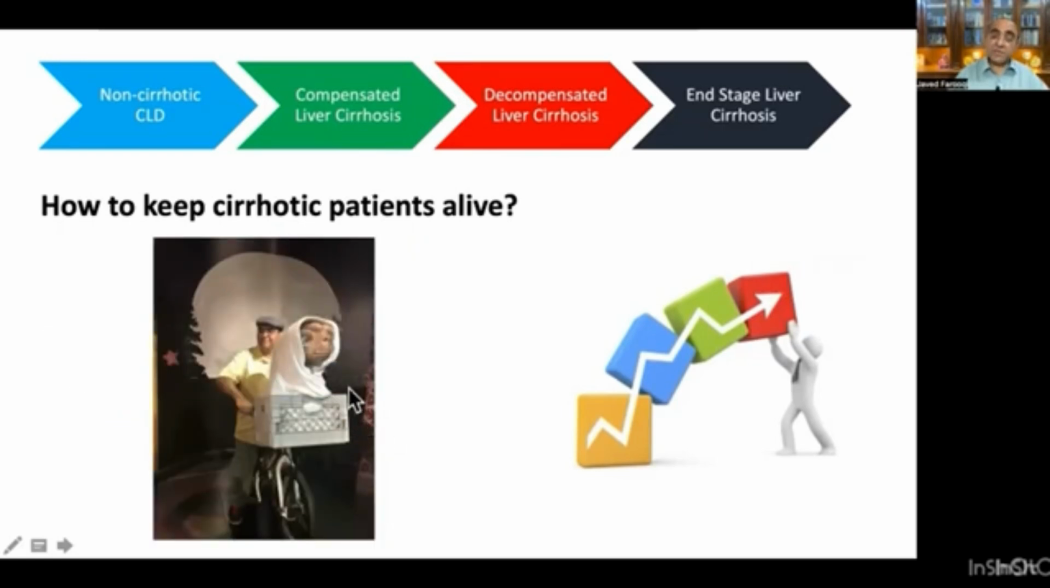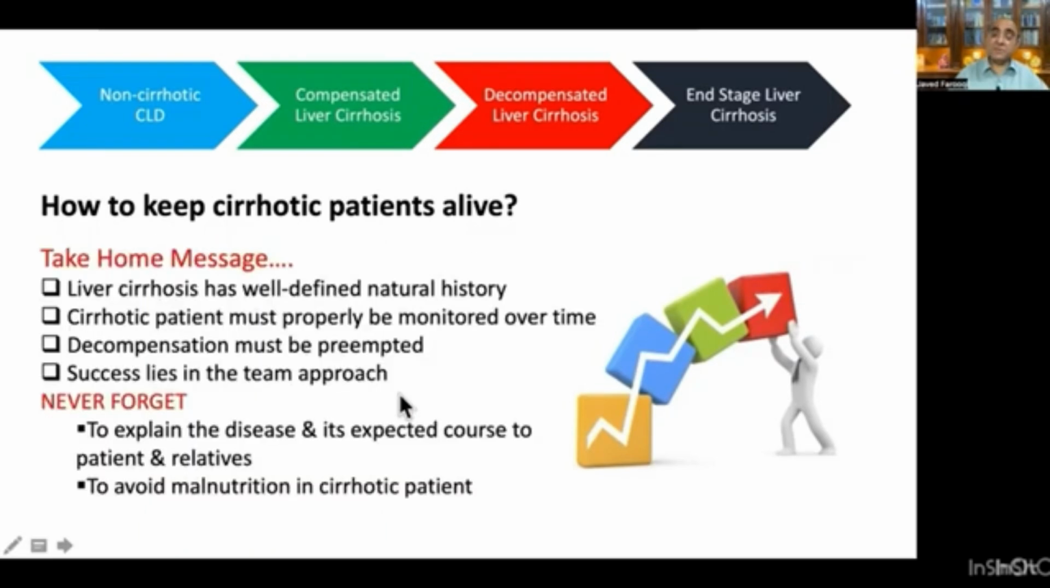I always show this picture that cirrhotic patients are a very delicate creature, and we need very loving care for these patients. We need extra care for these patients because they are fragile, they are very delicate, and even a minor insult to the liver may cause huge problems. So the take-home message is, liver cirrhosis has a well-defined natural history. Cirrhotic patients must properly be monitored over time. Decompensation must be preempted. Success lies in the team approach.